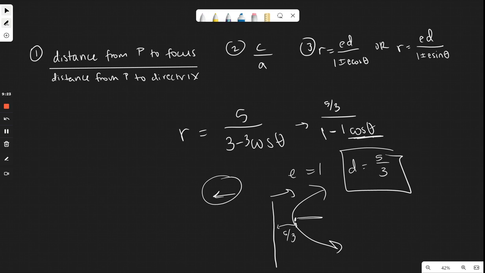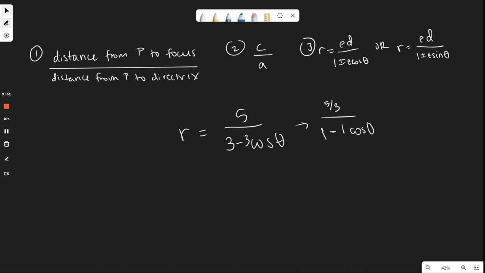Okay, so we can tell so much just by manipulating that polar equation just a little bit. And I think that's pretty cool. Okay, so let's do just one more example, and this time we'll use sine. So let's say r equals 10 over 4 plus 3 sine theta.